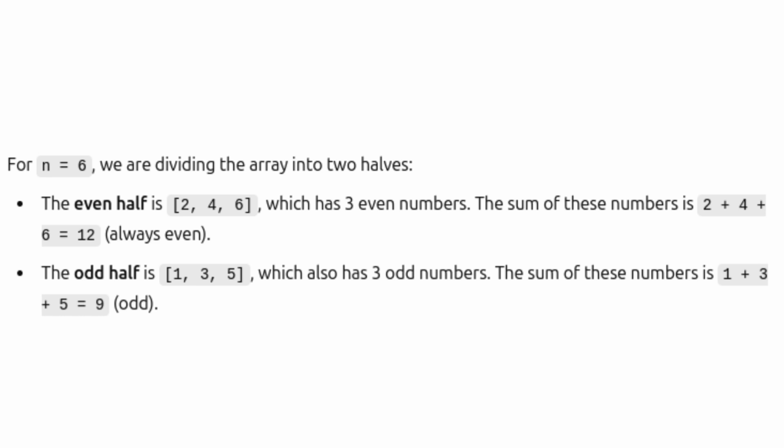Output format. For each test case, the program prints no if it's impossible to create a balanced array. Otherwise, yes, followed by the elements of the balanced array.